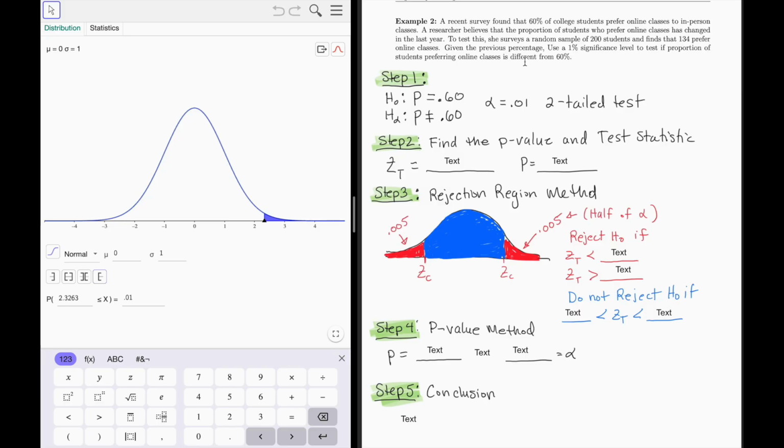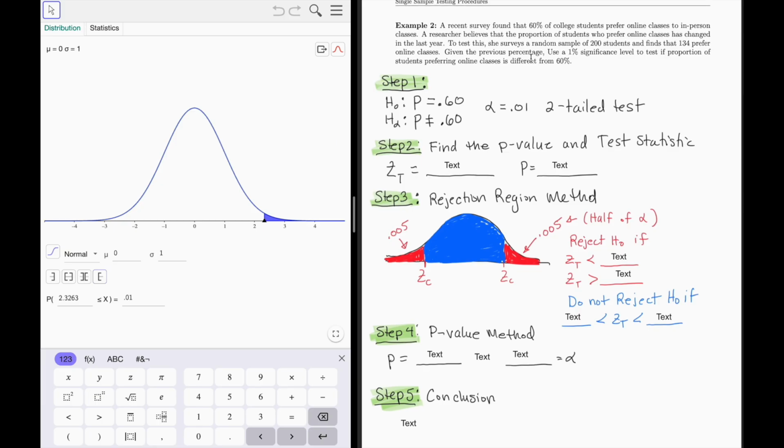different than 60%. So the first thing we want to identify, are we testing a claim about a mean or are we testing a claim about a proportion? In this case, we're talking about proportion. So the only test that we have for proportions is a z-test for proportions, but we have to make sure that it meets the standards so that we can use that test. And those standards are, we need to make sure that the sample size times the probability of success, np, is greater than or equal to 5, and nq is greater than or equal to 5.